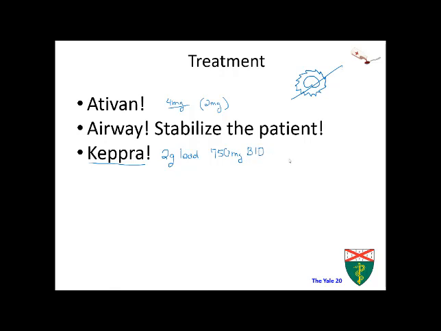Keppra is great because it's really well tolerated. It doesn't have a lot of the interactions that older anti-epileptics such as Depakote did. It doesn't have some of the dangers of loading that other agents had as well, such as phenytoin. So the only real side effect we see is sometimes it worsens behavioral disturbances and causes irritability. But in the acute setting, it's definitely a nice agent to go with.